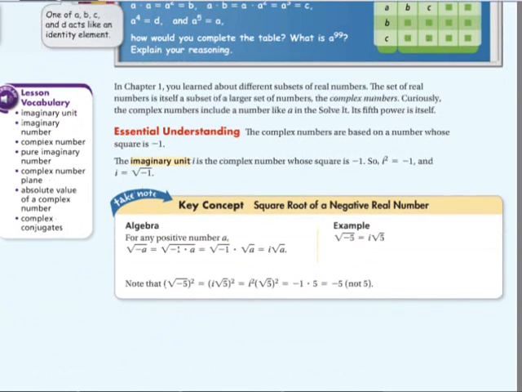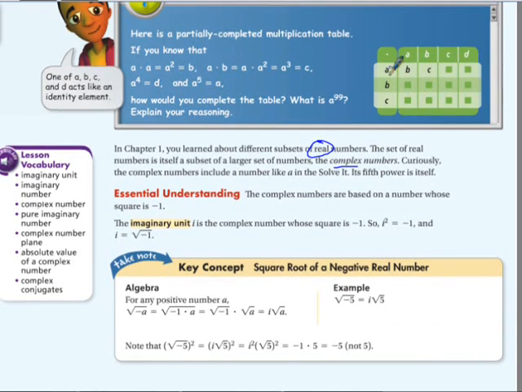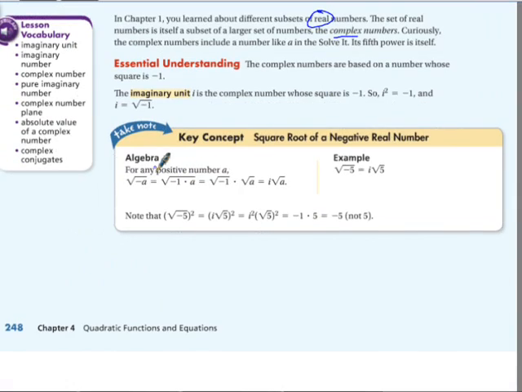Let's take a look. In chapter 1, we learned about different subsets of real numbers. Okay, we've been talking about real numbers. The set of real numbers itself is a subset of a larger set of numbers, the complex numbers. Curiously, the complex numbers include a number whose fifth power is itself. So up here we have a multiplication table, and you know all this is true. Anyway, we'll get to that in a second.